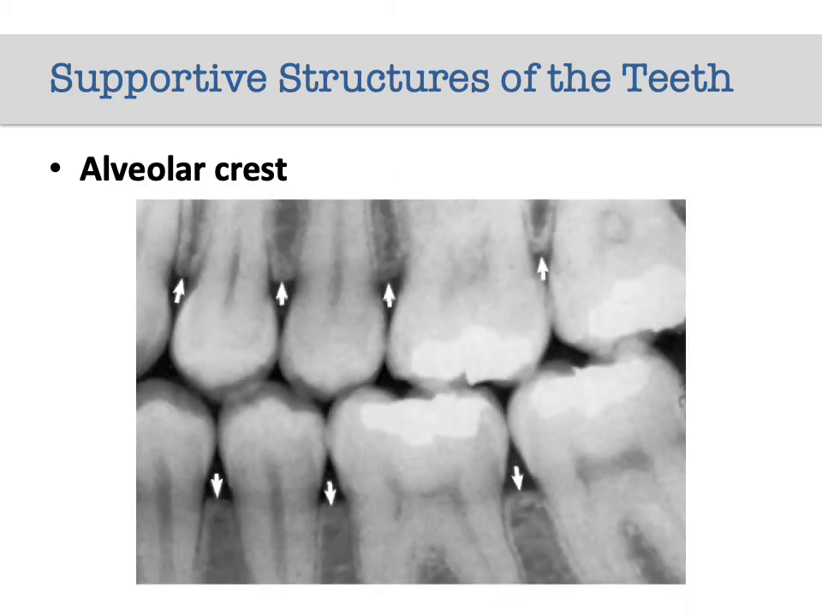This is a good image of the alveolar crest. The alveolar crest is that portion of bone that comes up between the teeth and comes up higher towards the crown of each tooth. The little arrows here point to the alveolar crest.